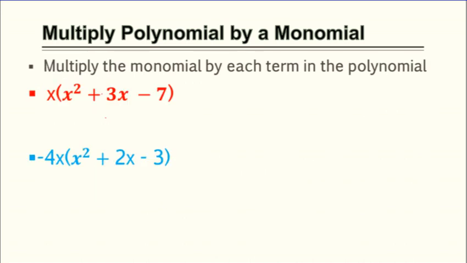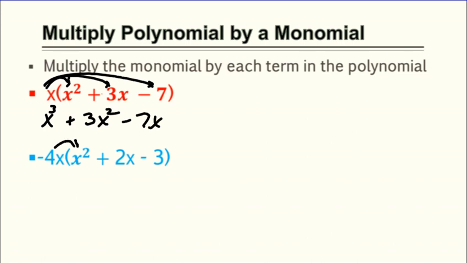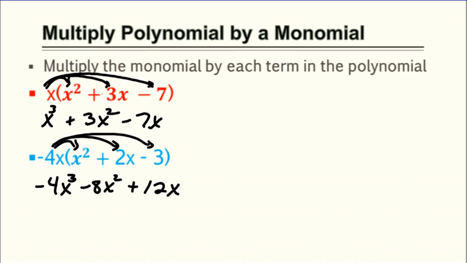Next one, x times x squared is x cubed. X times 3x is 3x squared. And x times negative 7 is minus 7x. And our last one on the slide, we got negative 4x times x squared is a negative 4x cubed. Negative 4x times 2x is a negative 8x squared. And negative 4x times a negative 3 is a positive 12x.